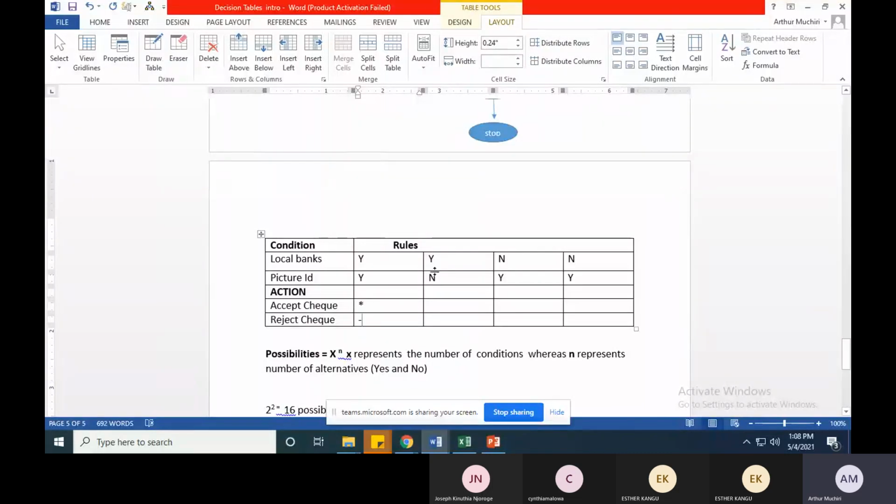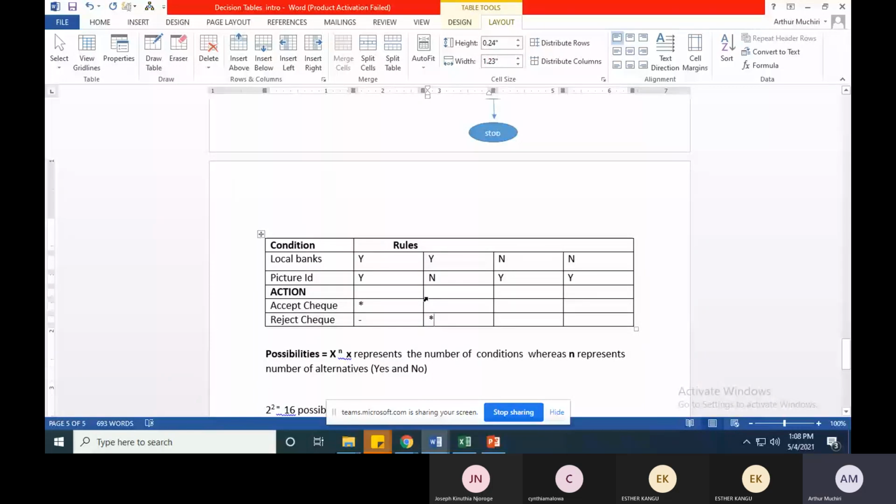So in this other one now, he's from a local bank, yes, but he does not have a picture ID. He does not have a picture ID. So do we accept his check? No. We are not going to accept his check, because for us to accept this check, we as a company only accept checks that are of local banks, and those checks that have got a picture ID.